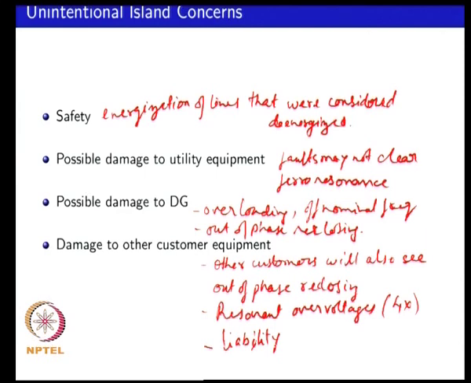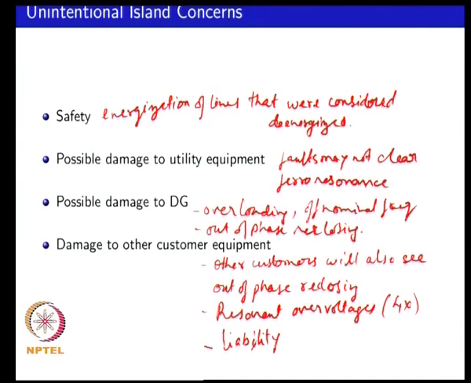So, now if DG is doing this, then the question is, who is responsible? Is it the DG owner, is it the service provider, or should the customers themselves be taking the liability? So, the issue of how to deal with electrical islands, especially the unintentional island, is an important concern in DG systems.